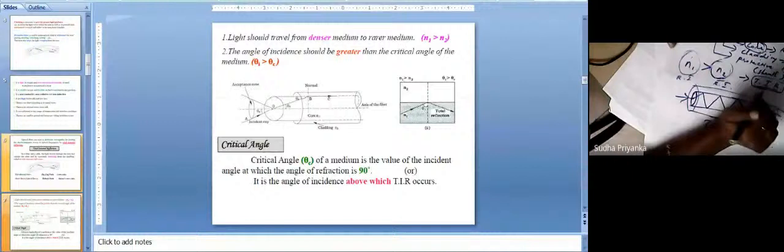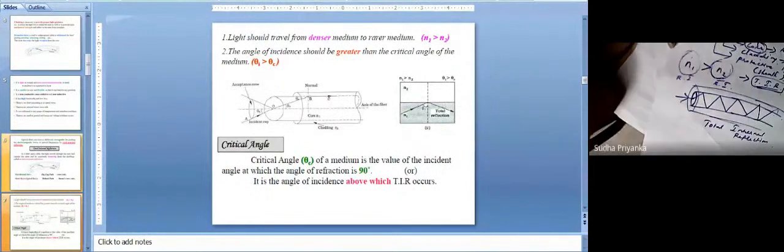So critical angle, theta c. The critical angle theta c of a medium is the value of the incident angle at which the angle of refraction is 90 degrees. So this angle here is nothing but theta c. Light passes from one medium, an air medium, to another medium, and hits it. So that is the incident angle at which the angle of refraction is 90 degrees. So this is your critical angle.